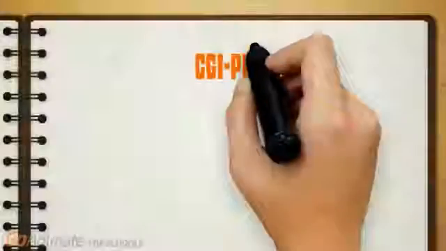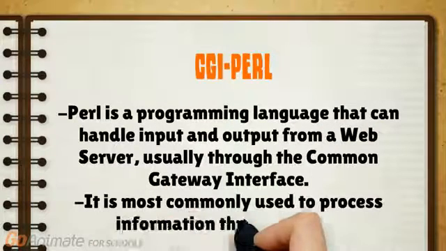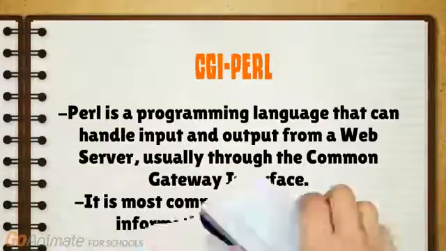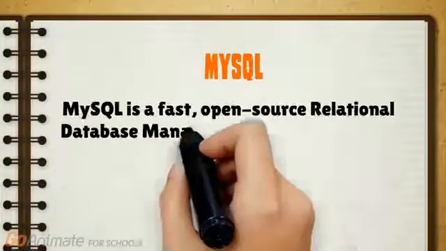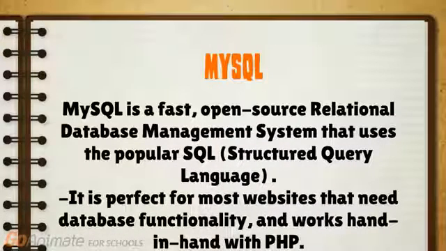Perl is a programming language that can handle input and output from a web server, usually through the Common Gateway Interface (CGI). It is most commonly used for form information. MySQL is a fast, open-source relational database management system that uses the popular SQL, Structured Query Language. It is perfect for most websites that need a database.